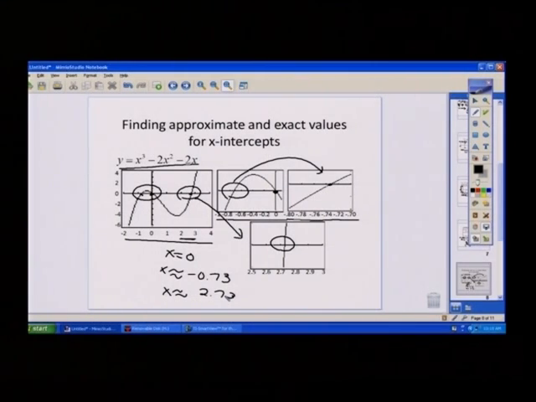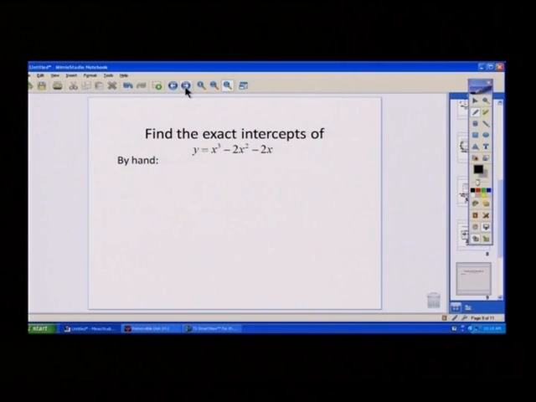You can zoom in on the graph. But now we're going to find the exact intercepts by hand. So to find the x-intercepts, again, that's when y is equal to 0. So 0 equals x cubed minus 2x squared minus 2x. I can see that I have an x in every term, so I'm going to factor it out.